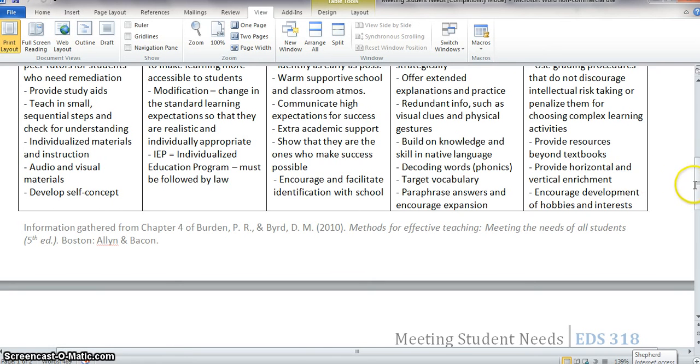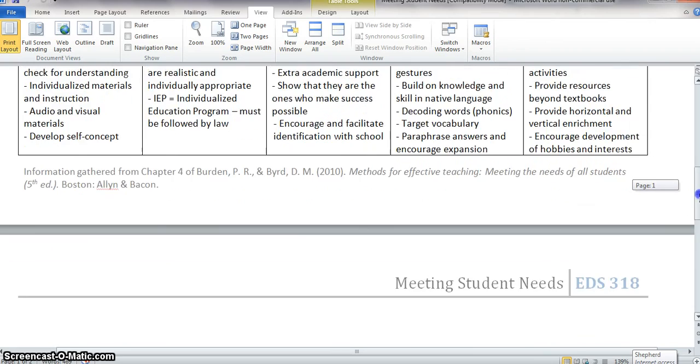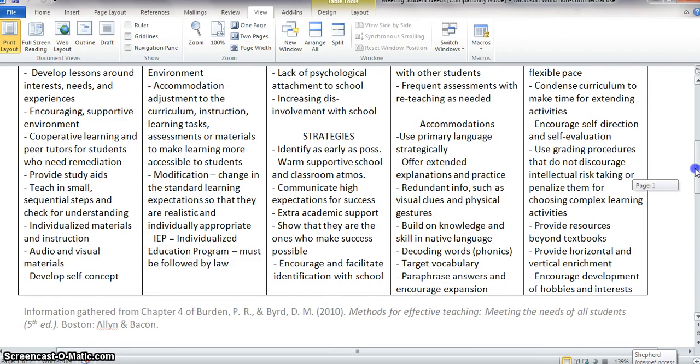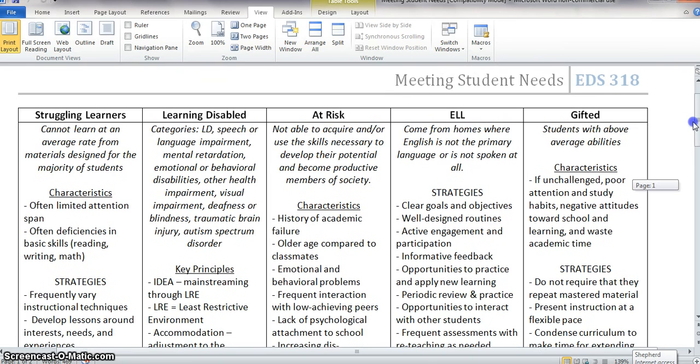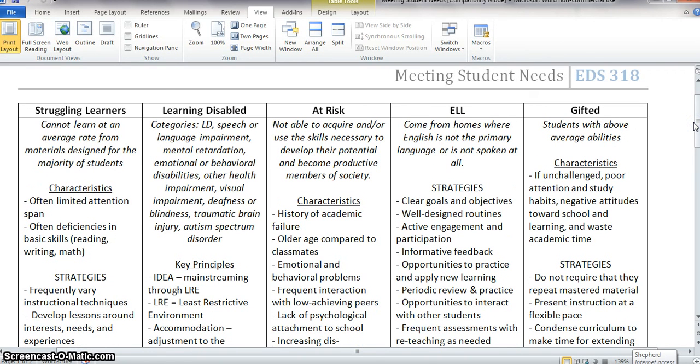And you also want to encourage the hobbies and interests that they have, because those interests can really develop their mental strategies when we give them time and encouragement to work on those things. So these are 5 categories of different types of learners and the needs that they have: struggling learners, learning disabled, at risk, English language learners, and gifted students.